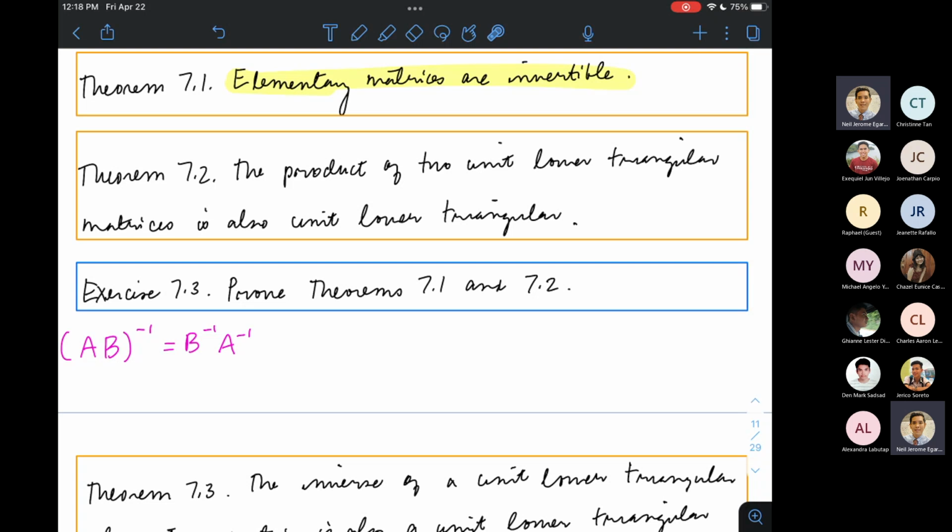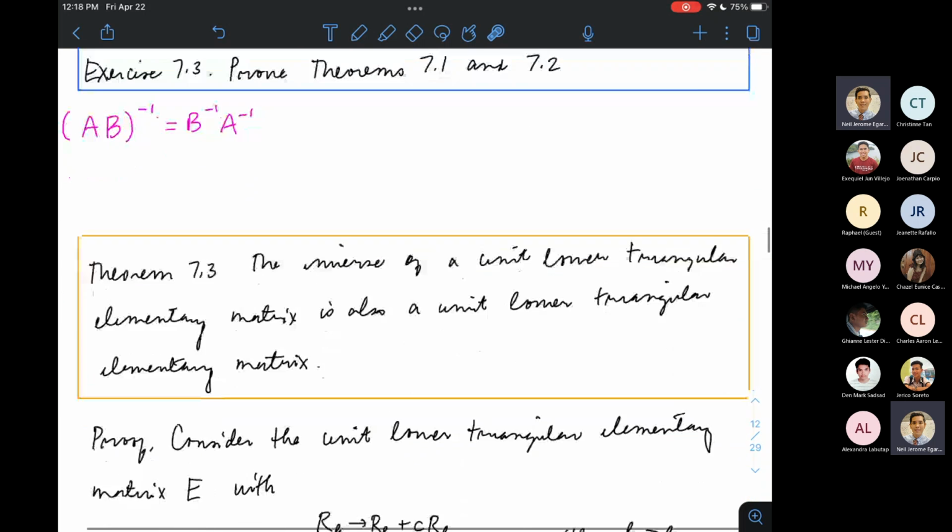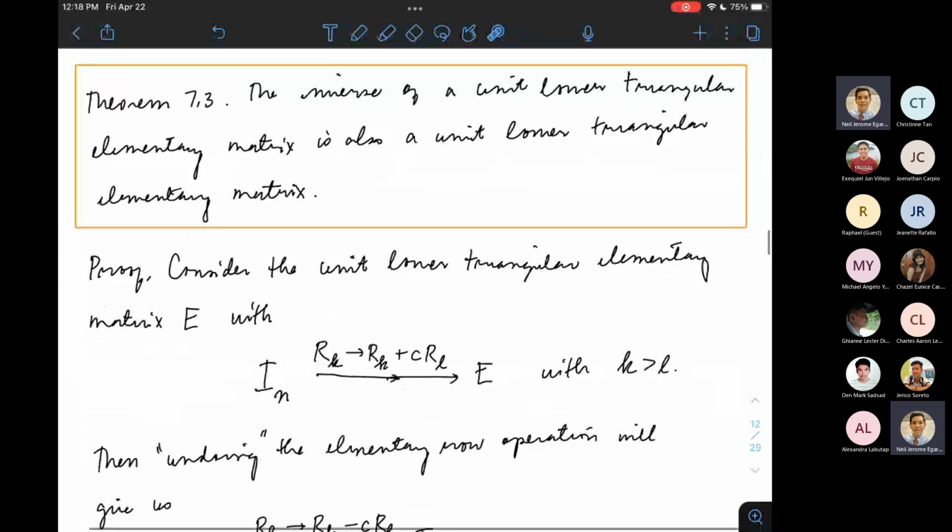Okay, and probably try to write proofs for them. Okay. Then, let's see 7.3. Ito yung isa pang kagandahan about unit lower triangular elementary matrices. Kasi sila bilang, let's see.